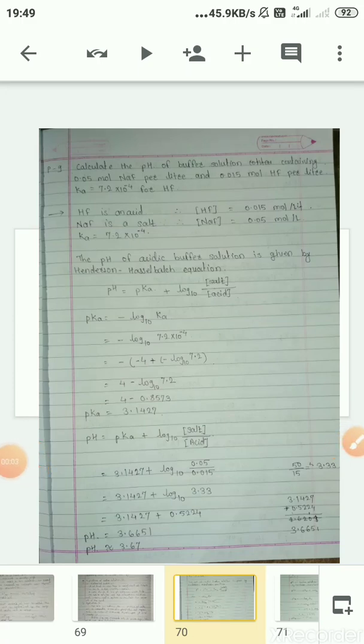Hello friends, let's start numericals based on buffer solutions.